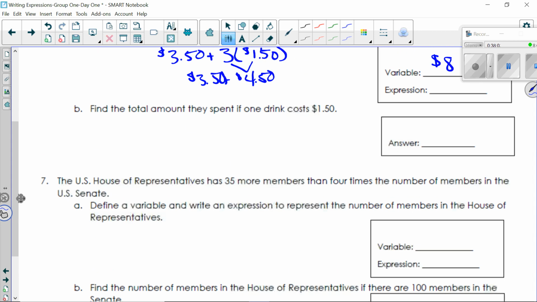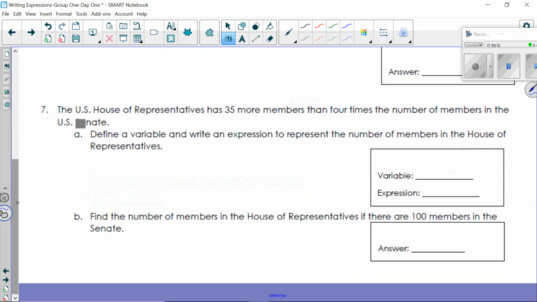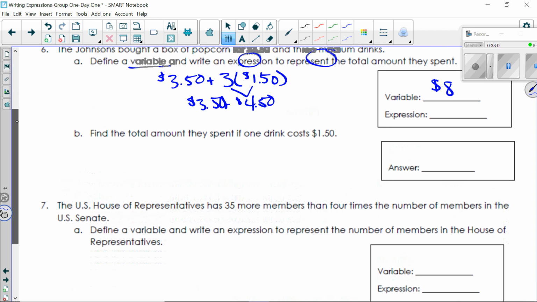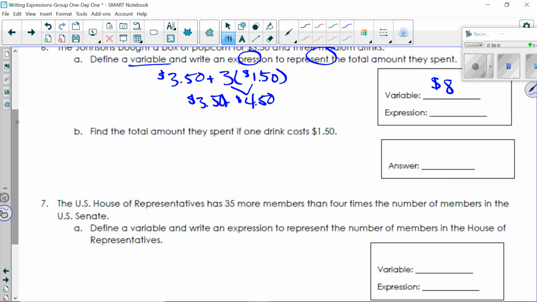Okay, our next one. Whoa, what happened? I skipped. Nope. It just erased?